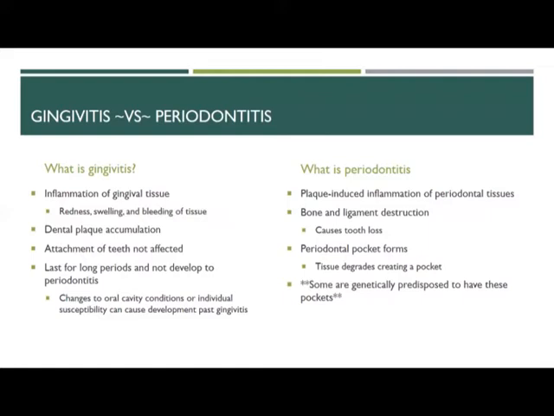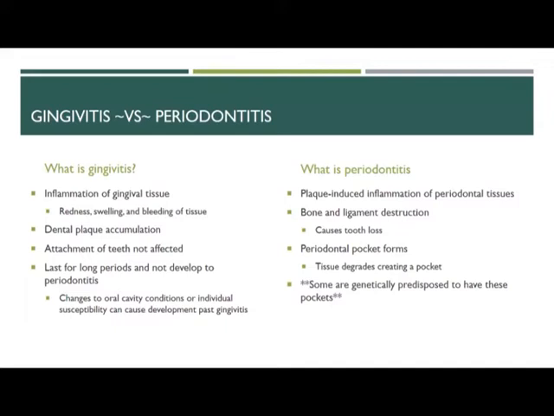Gingivitis bleeding is more like whenever you brush your teeth, you start spitting up a lot of blood, or whenever you go into the dentist, if they poke you with the little tools, there's a lot of bleeding. That's more like gingivitis. It's caused by dental plaque accumulation, and the attachment of the teeth is not affected, as you'll see with periodontitis. It can last for a long period of time and not develop into periodontitis.